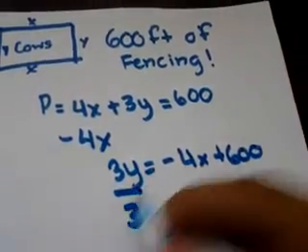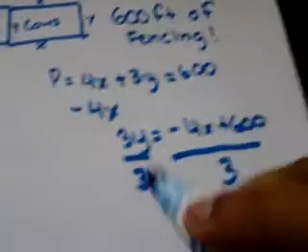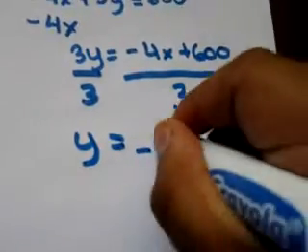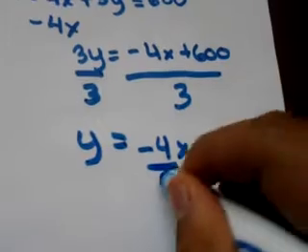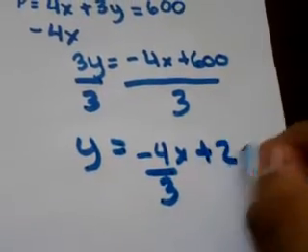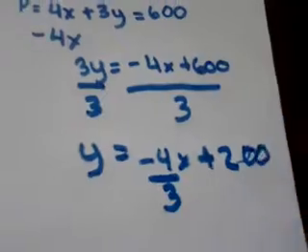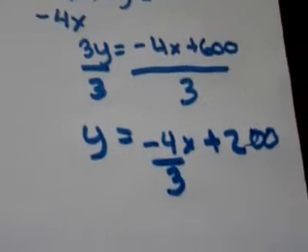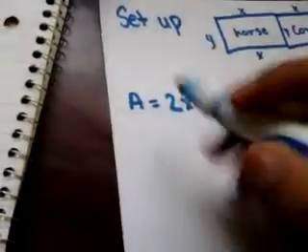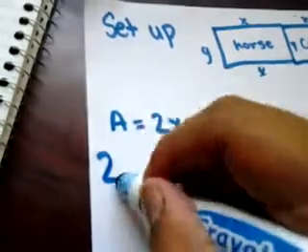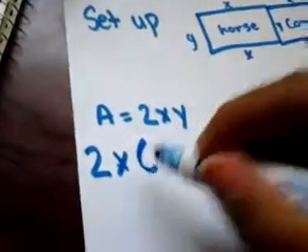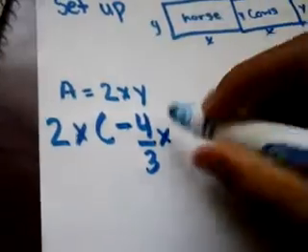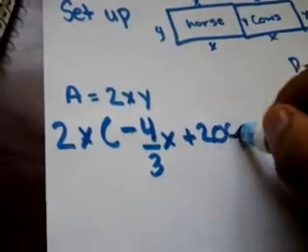After that, you will have to divide by 3, which will give us y equals negative 4x over 3 plus 200. And since it's y equals negative 4 over 3 x plus 200, we're going to plug it into 2x times y, and it's going to be 2x times negative 4 over 3 x plus 200.